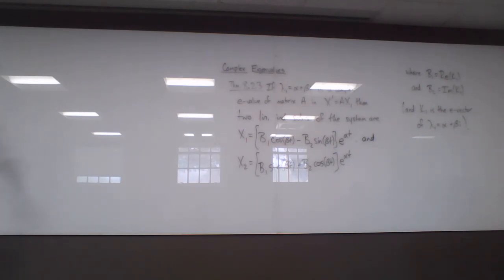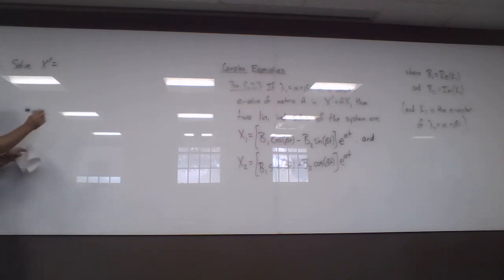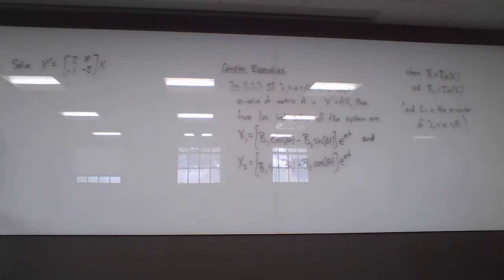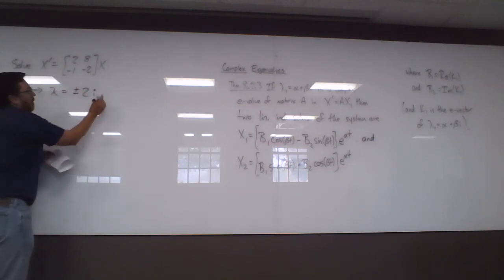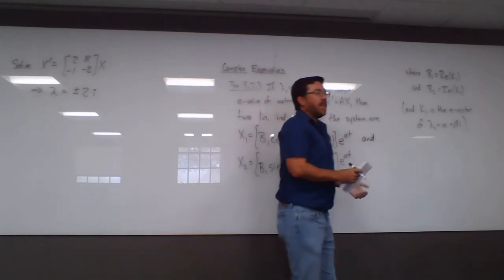So we're going to go through the process of solving it. All right, so let's say I want to solve x prime equal to, let's see, the matrix 2, 8, negative 1, negative 2, times x. If I did the determinant of A minus lambda I, I end up with lambda squared plus 4. So lambda is going to be equal to plus or minus 2i in this case. That gives me an alpha that's 0, which means I don't have to necessarily worry about these extra terms here, and a beta that's going to be equal to 2.